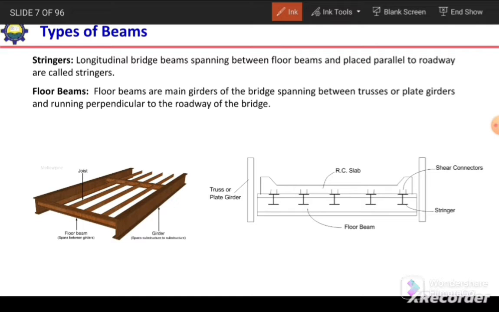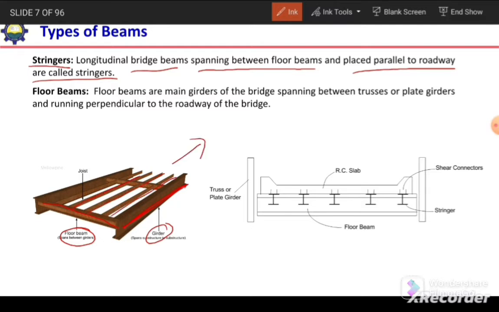Okay, next is stringer. So these stringers are, we can say, comparable to the joist. So in case of bridges, we term them as stringers. So longitudinal bridge beams spanning between the floor beams, or we can say secondary beams, and placed parallel to the roadway are called stringers. So in case of bridge structure, this primary beam will be termed as girder, this secondary beam will be termed as floor beam, and this joist will be termed as stringer. So they will run along the center line of the road.